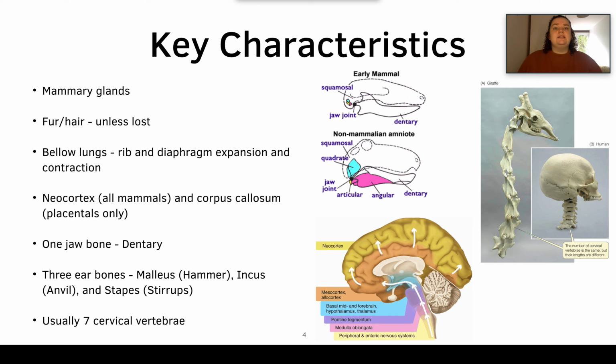So this can change. There are some examples where certain mammals have more or less, but generally the number that we have is 7. So as you can see here in the giraffe versus human, our cervical vertebrae are the same, but their lengths are different. Because giraffes have really large necks, they've got to have large cervical vertebrae to hold their head up.